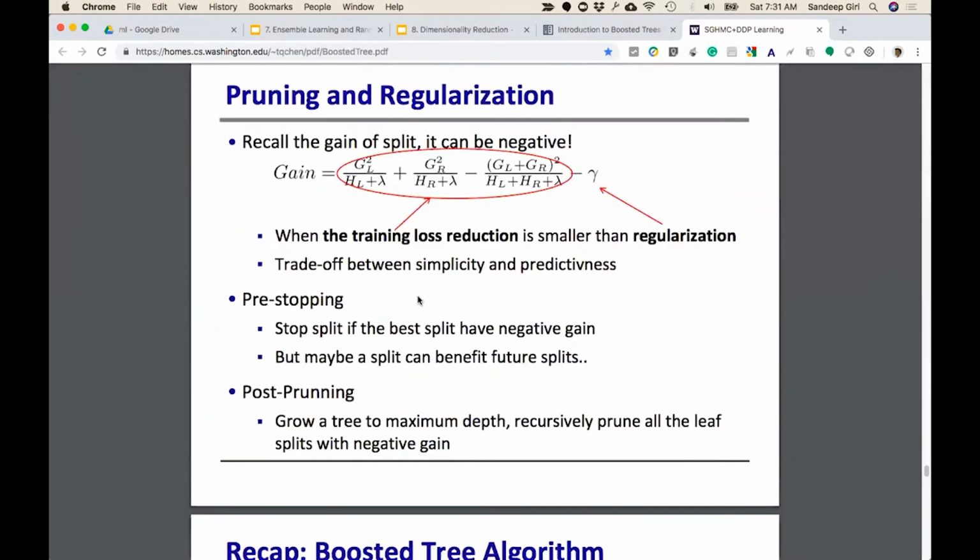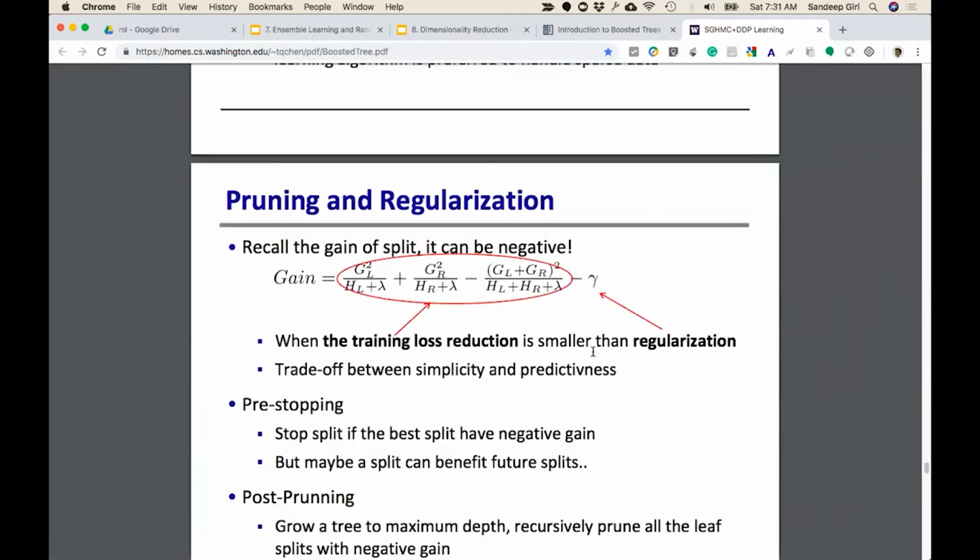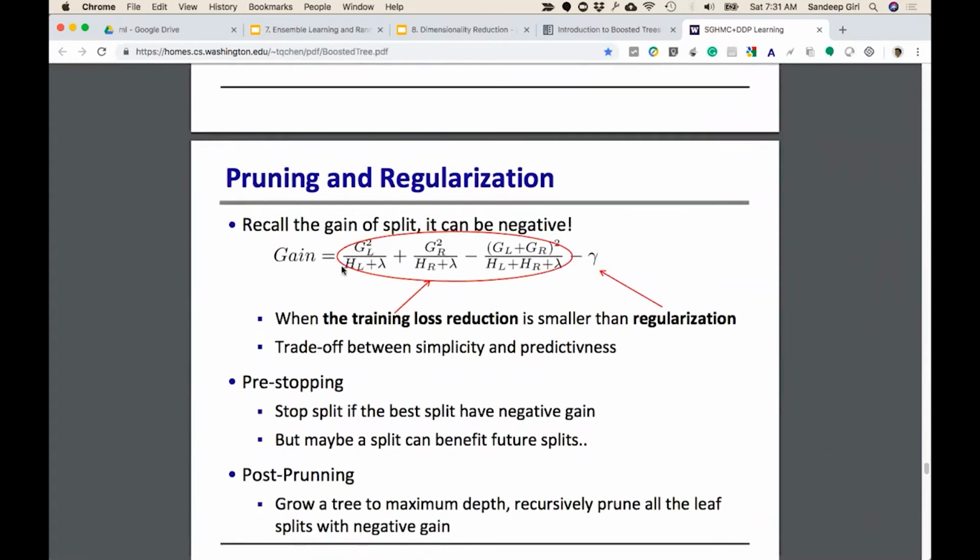And also there is something called pruning. We can also do the pruning, as in we can delete a particular node if the gain is not there.